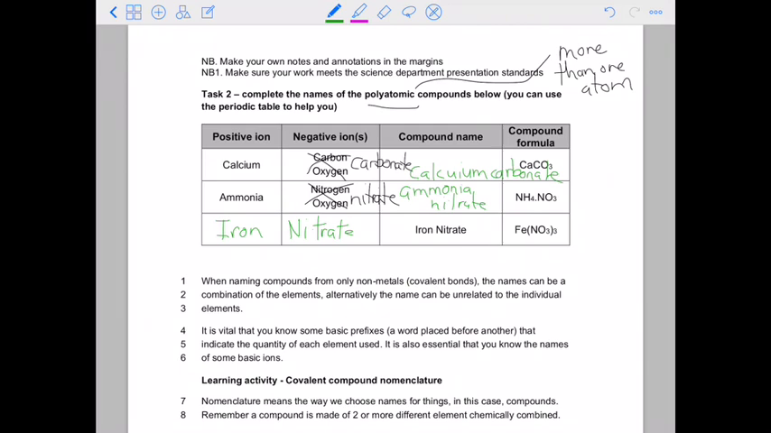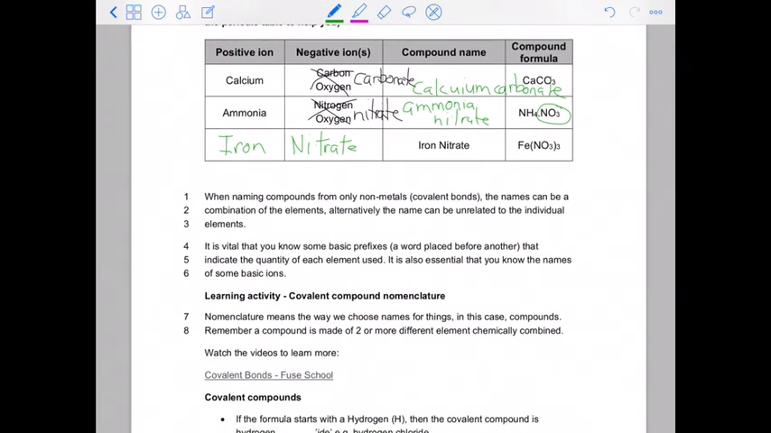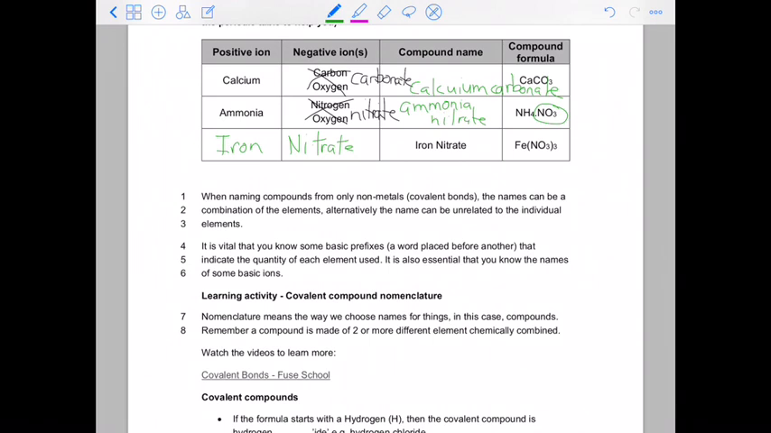So straightforward enough, just remember that sometimes you have a whole ion, such as NO3, which is a whole ion on its own. So that is the ionic bonds, when we name ionic compounds. Sometimes we have covalent bonds. When we have only nonmetals, that is a covalent bond. These we have to name a little bit differently.